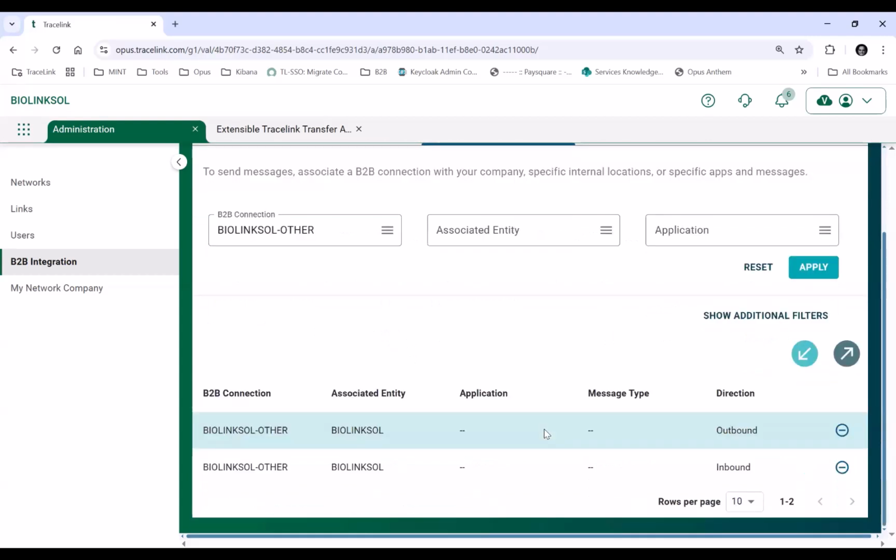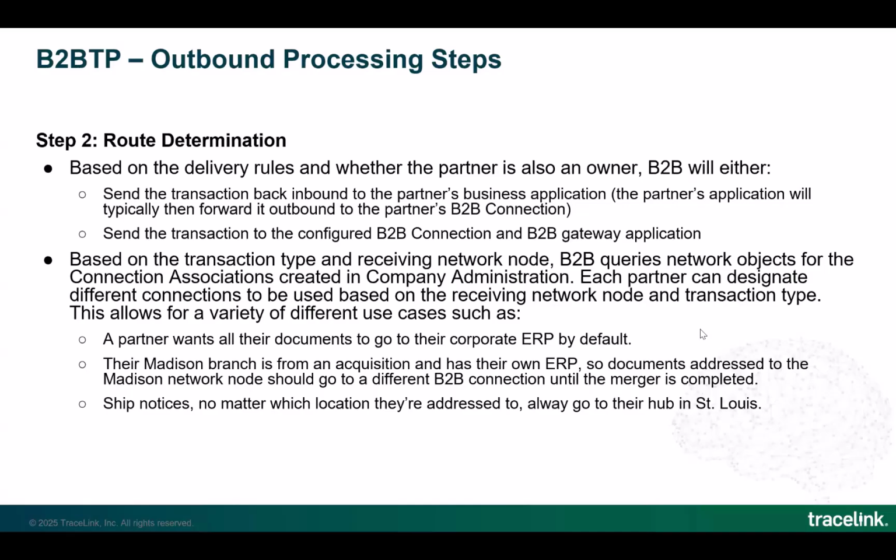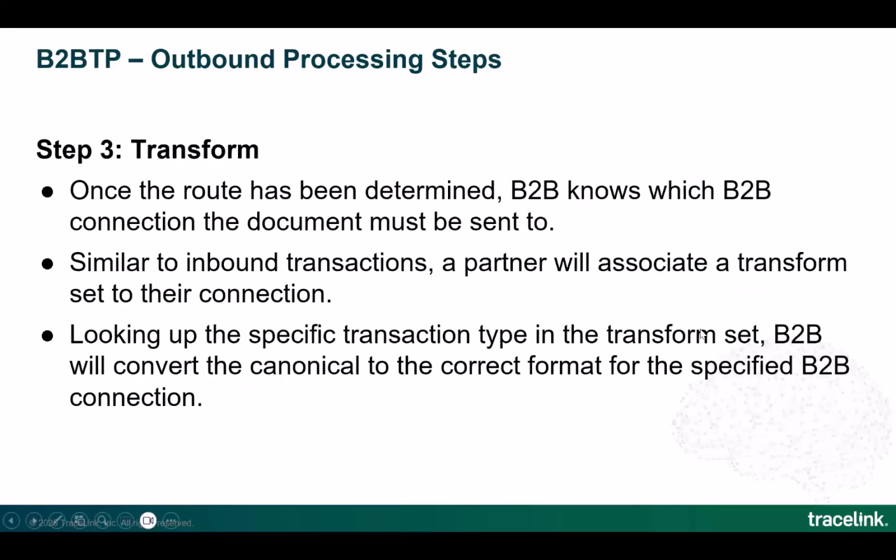Now, one more thing which I should specify here, which we discussed in the previous call: the inbound associations are created by default. As soon as you create a B2B connection, you would see an entry here for the company. The outbound associations have to be explicit. So you'll have to come and create the outbound associations here. Okay. So once you're able to do that, the route determination tells which B2B connection the message should go to.